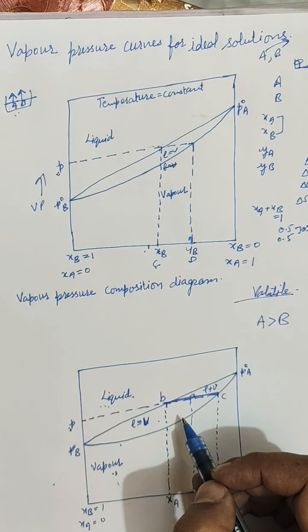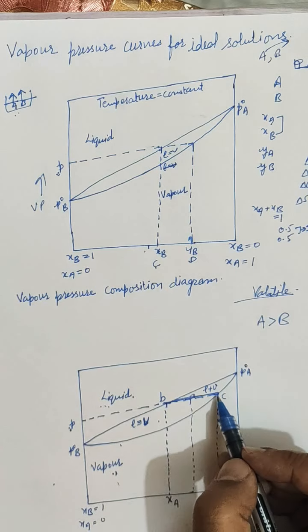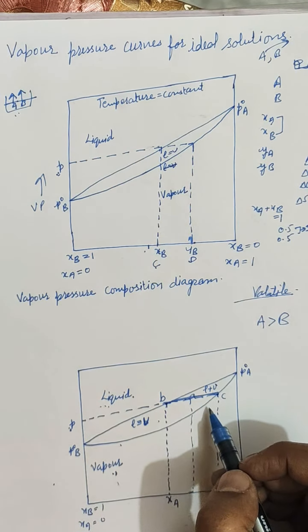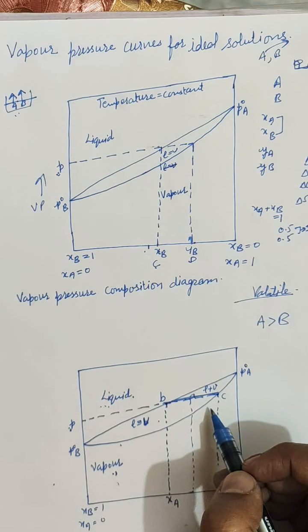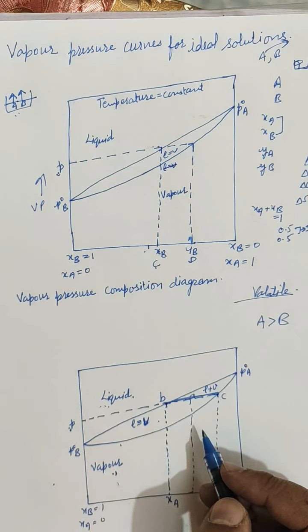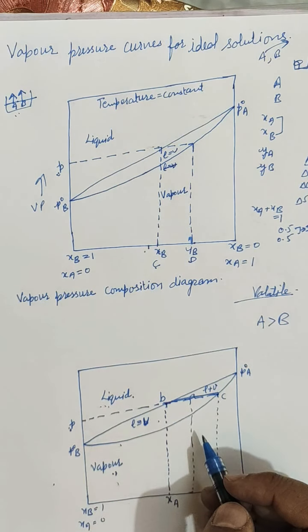The tie line meets the liquid curve at point B and the vapor curve at point C. So the tie line meets at two points, that is B and C. The mole fraction of component A in the liquid phase is given by point B, and in the vapor phase it is represented by YA at point C.